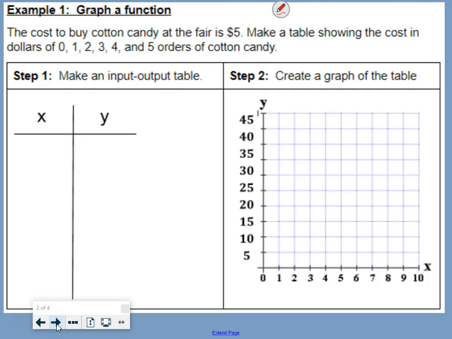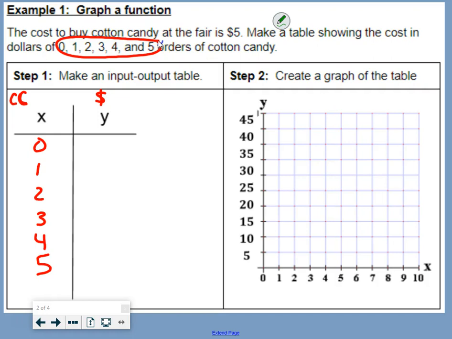Well, what we're putting into our function is the amount of cotton candy, because that's going to change the price. So that is independent. So cotton candy is going to be our x, and y, our output, is going to be how much money we spend. So our input is 0, 1, 2, 3, 4, and 5. That's what we're putting into our function. And then what we get out is our cost.